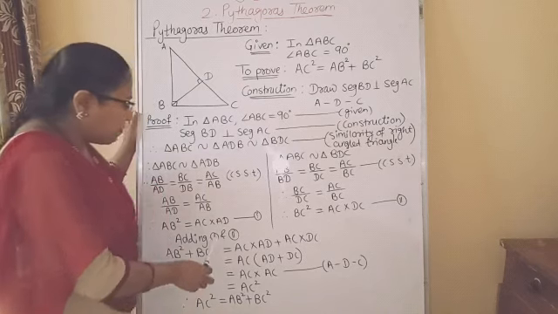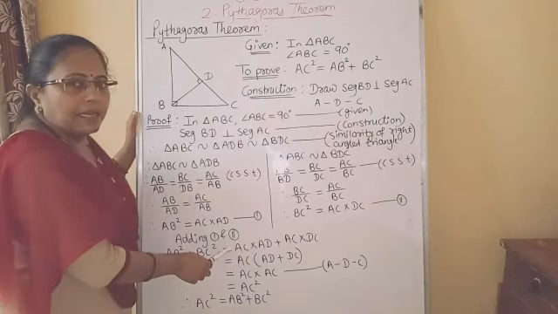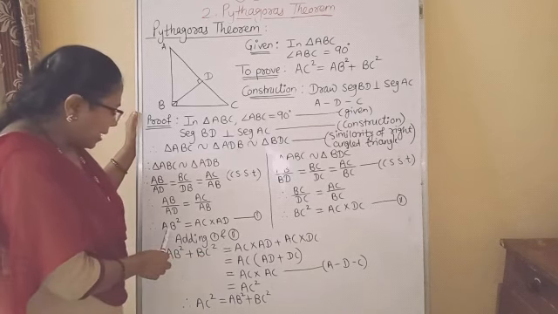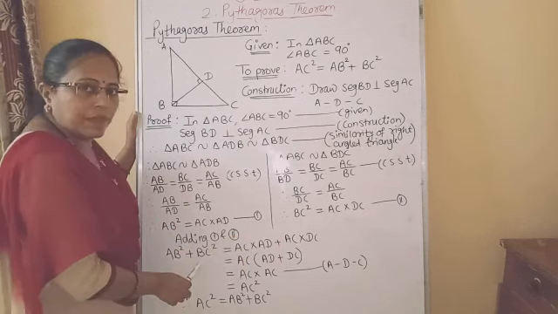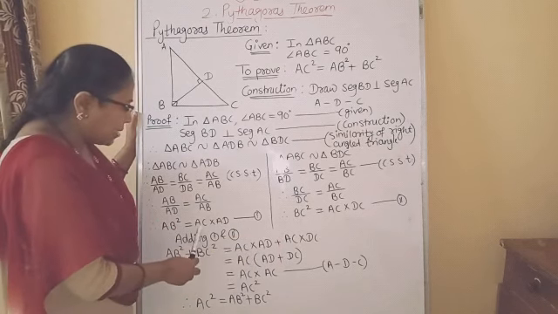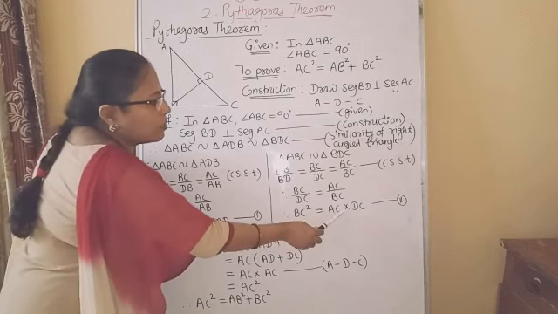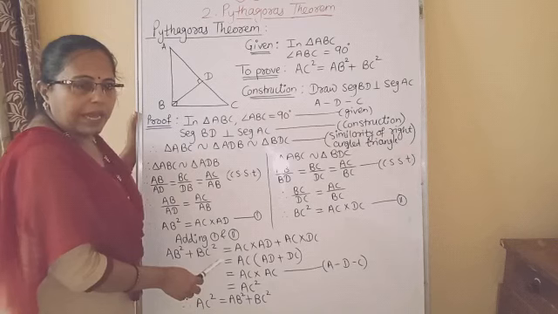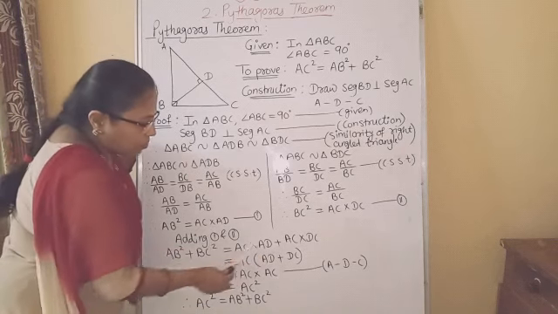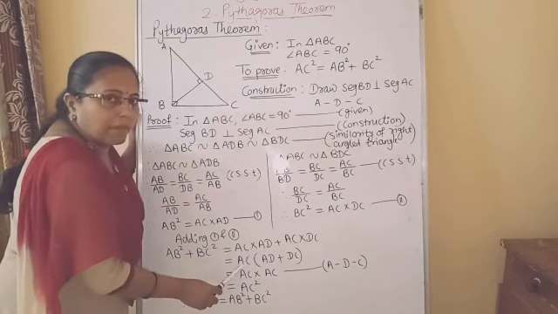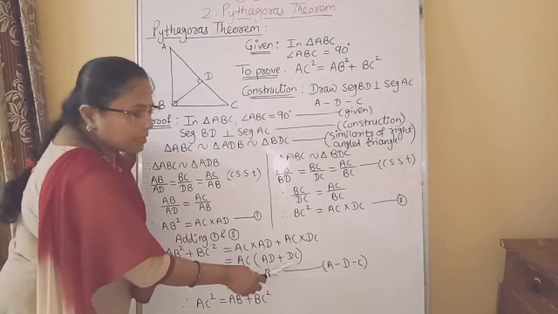Okay. Now we will add this first and second statement. Adding first and second, left hand side addition is AB square plus BC square equal to right hand side addition AC into AD plus AC into DC. Now here from these two terms we will get AC as common factor. So in bracket we will get AD plus DC.